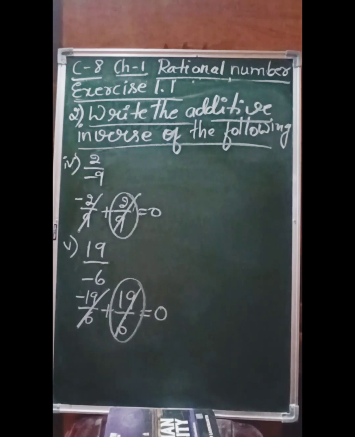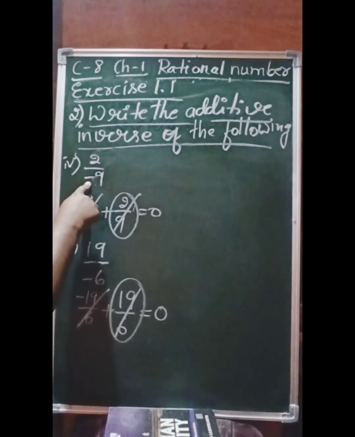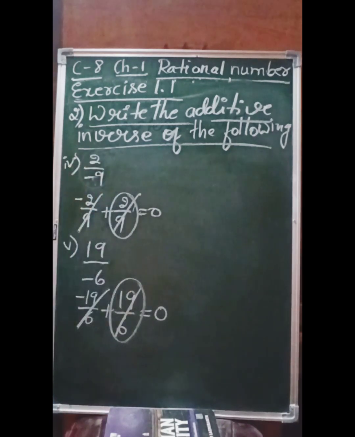Here only one thing you need to remember, when they given in positive you have to consider the negative, when they given in negative you have to consider the positive, and don't get confused with the negative sign which is given in the denominator. If they not given in the numerator and they given in the denominator, that means the entire term is negative only. Clear? Let's move on to the third one.